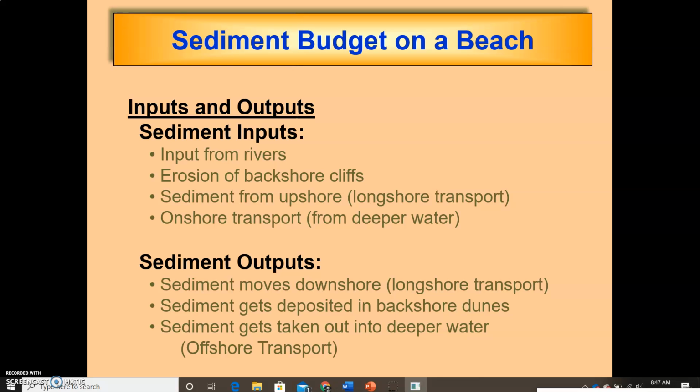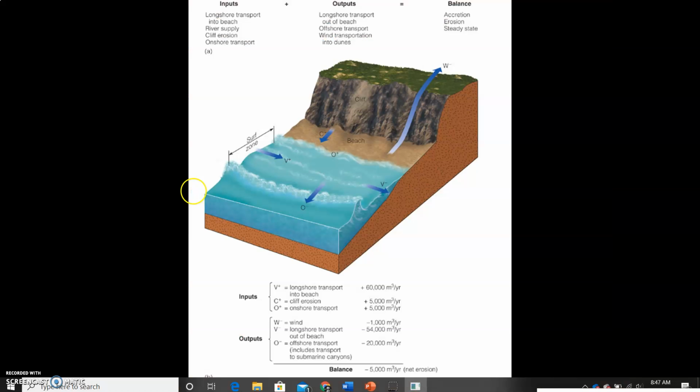And then the sediment outputs: sediment moves downshore, sediment gets deposited in the backshore dunes, and then sediment gets taken out into deeper water, and this is the offshore transport. So we can look at these inputs and outputs and try to balance the system. Up here it's showing the inputs plus the outputs is equal to a balance. And here it's giving you an example.